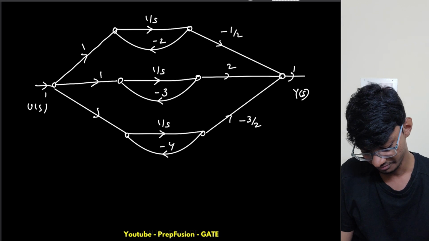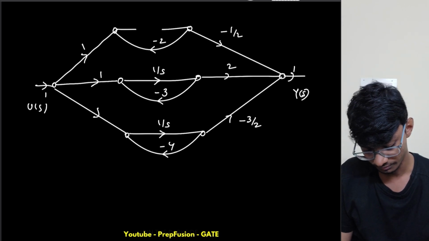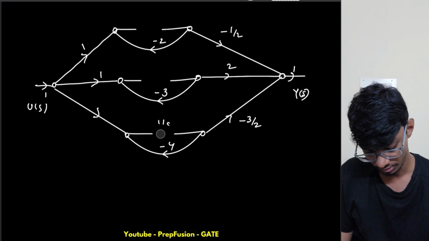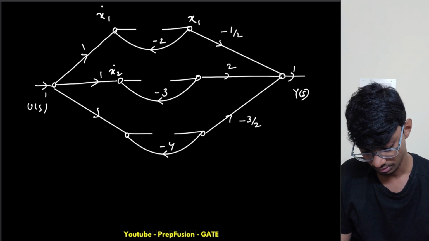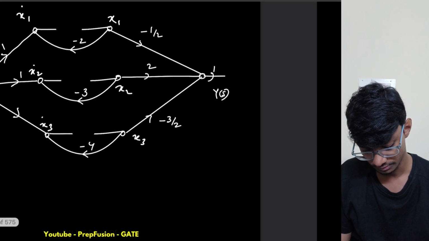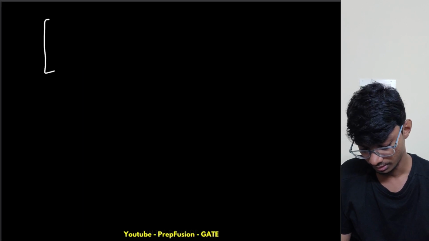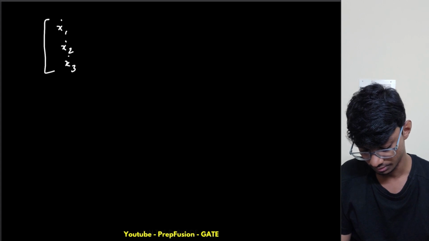Okay, if I am reviewing this one I should remove this, and this one I should remove, and this one I should remove. Let me name this as x1 dot, this is x1, x2 dot, x2, x3 dot, and this is x3. So I will directly write here the matrix x1 dot, x2 dot, and x3 dot.